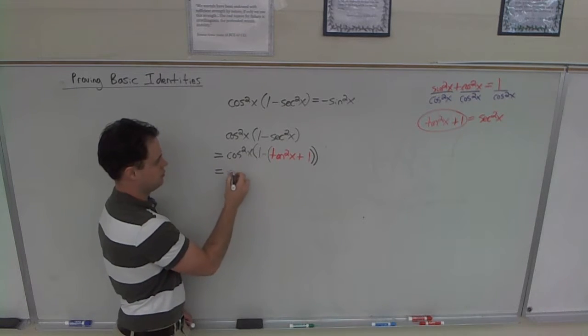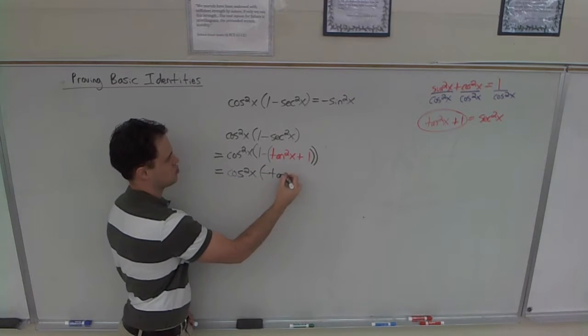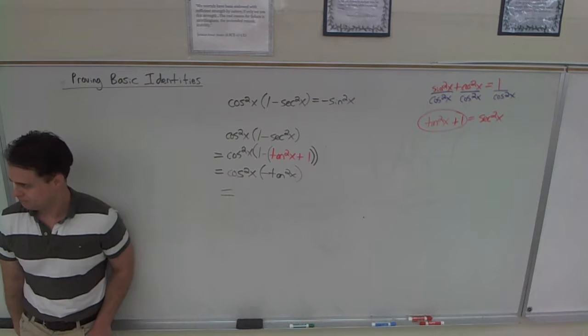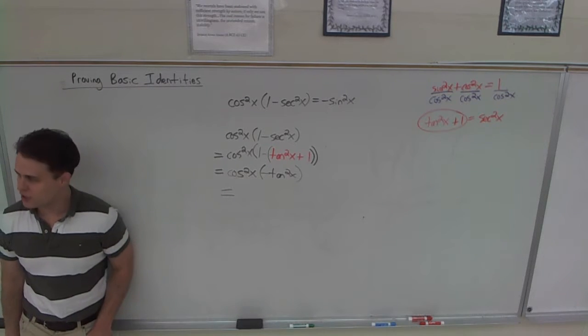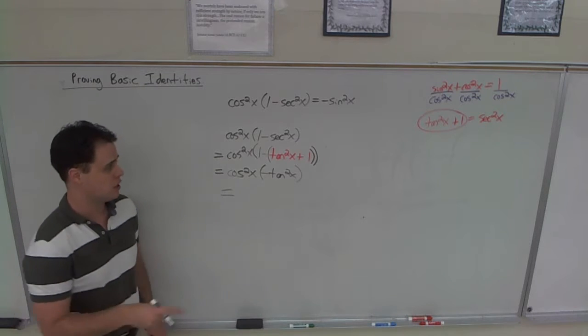-1 plus 1. And we have minus tangent squared x. Right? That's not cosine squared minus tangent squared. It's cosine squared times negative tangent squared.